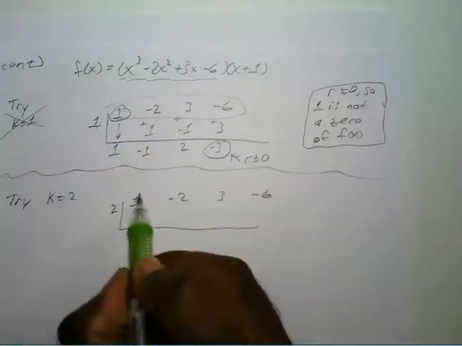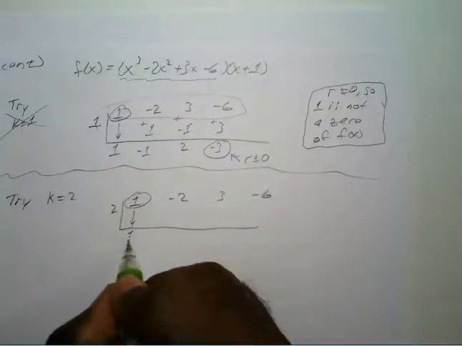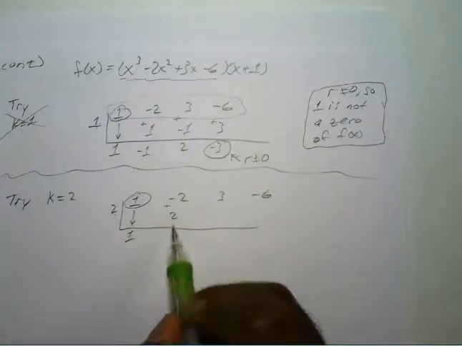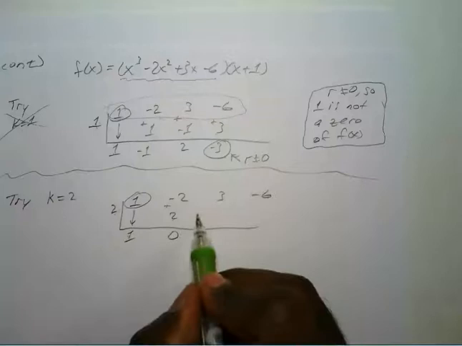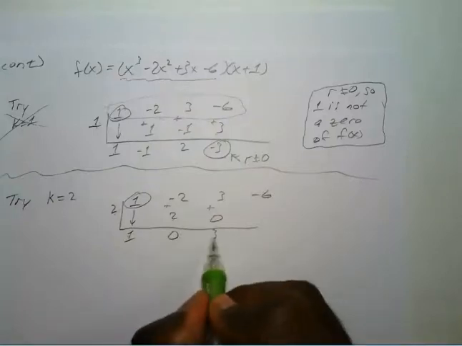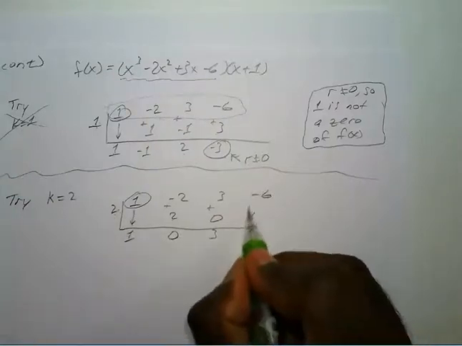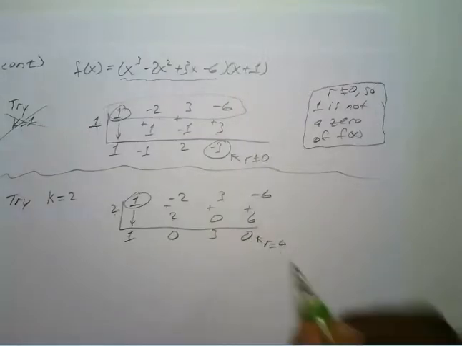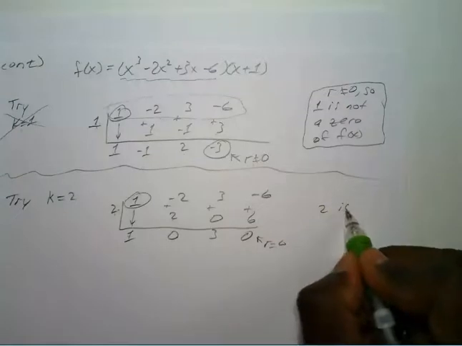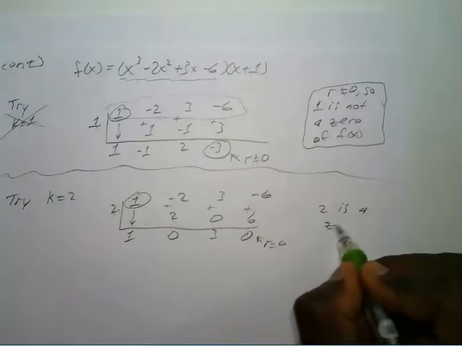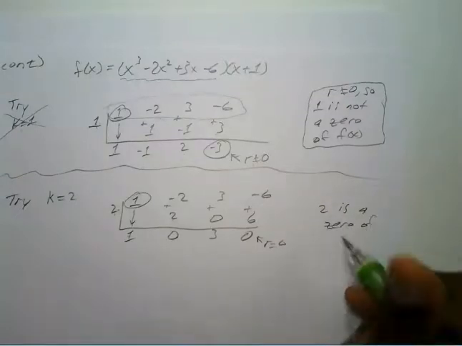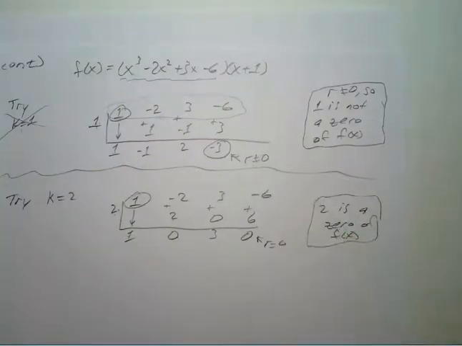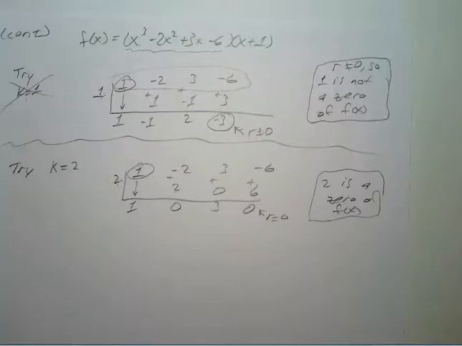So again, we bring down the 1. 2 times 1 is 2. You add those together, we get 0. 2 times 0 is 0. We add those together, we get 3. 2 times 3 is 6. We add those together, and we get 0. So we know that 2 is a 0 of this particular f of x.